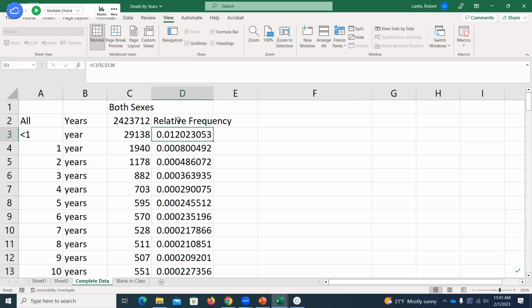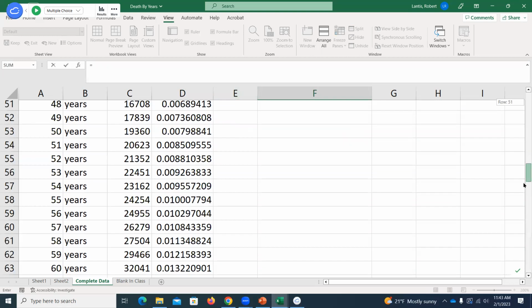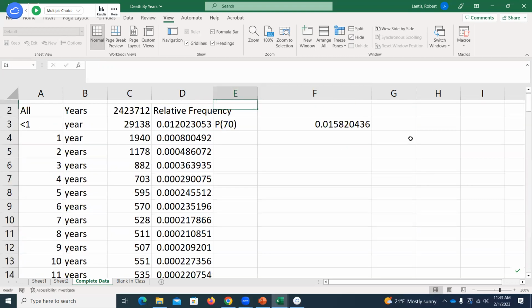and then I could start to answer some of these questions, right? So I might think about something like, what's the probability that I die at the age of 70, right? So I can go down here, an equal sign. Let's go down here. So the probability I die at the age of 70 is just that value, right? That's the probability that I'll die at age 70.